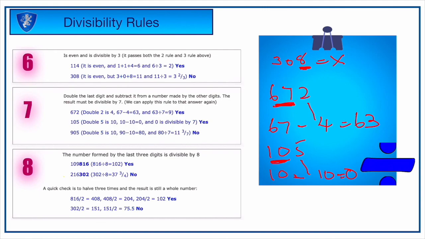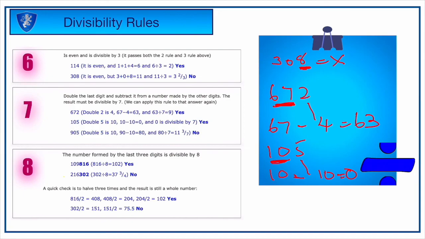Now the test for 8 is similar to the test for 4, but here what you have to do is look at the number formed by the last 3 digits, 816. Now 816, if you divide by 8, you get 102. So yes, I would say yes to that. And the second part again, here I would say no to this, because 302 cannot be divided by 8.